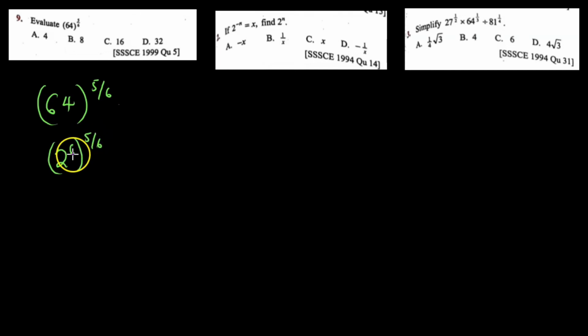Now when you remember the power law, when you have a bracket separating two exponential factors, they can multiply. So we have 6 multiplying 5/6, and that will give us 5. So we have 2 to the power 5, and the final answer, 2 to the power 5, is actually 32. Since the answers were in whole number form, then 2 to the power 5 is 32. So that is possible answer D.